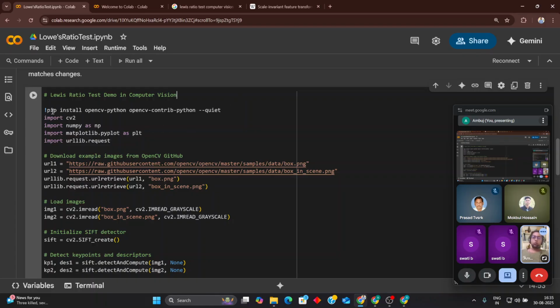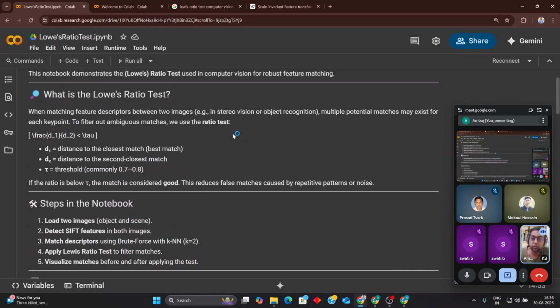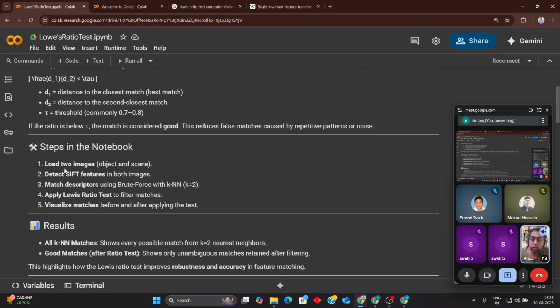First of all, I am installing the requisite libraries here. Then I am importing some of the libraries: CV2, NumPy, then matplotlib, and URL request. Then you can see that I have downloaded two particular sample images, which I was talking about in the section just preceding this. There I was talking about two images.